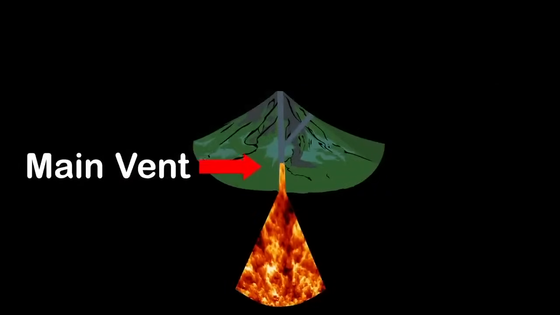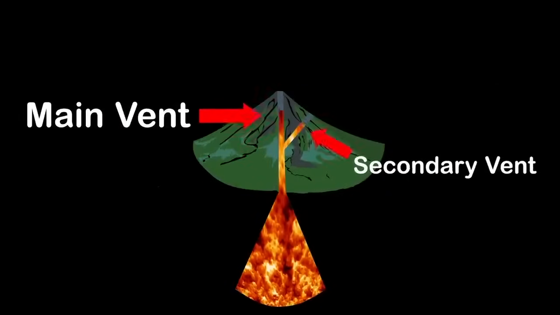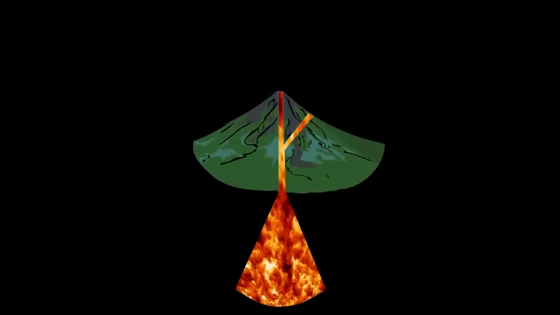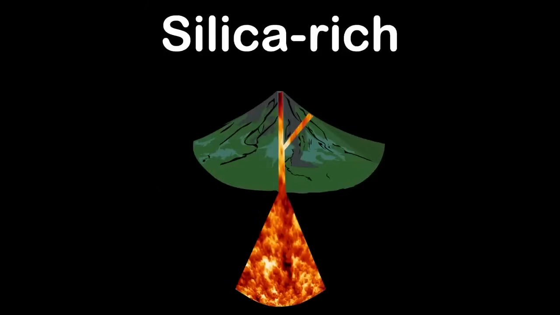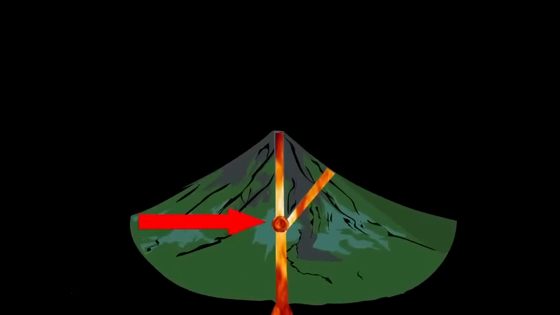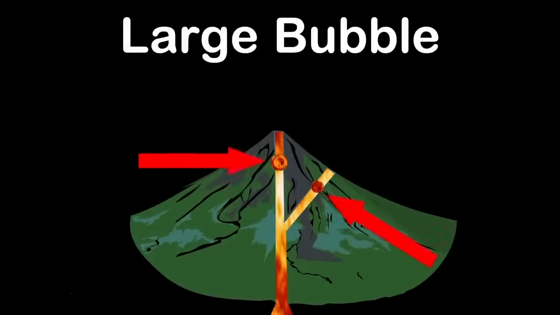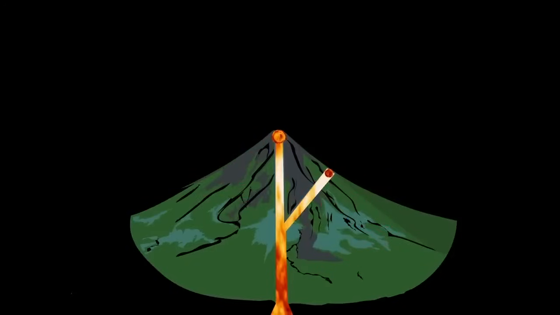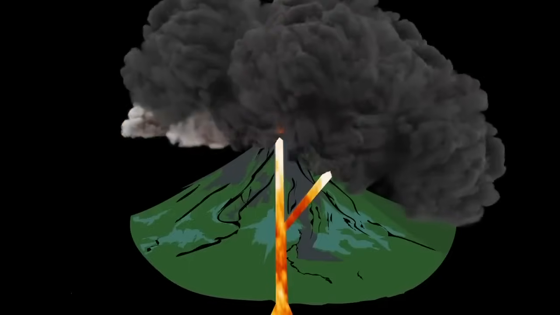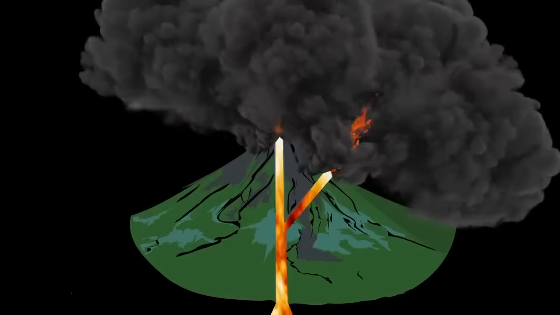This melted rock cools as it rises up the main vent. It is felt that magma that reaches the surface is silica rich and thick. The gases released while melting get trapped in large bubbles like this. When one of these bubbles reaches the surface, it bursts, which causes an explosive volcanic eruption at its worst.